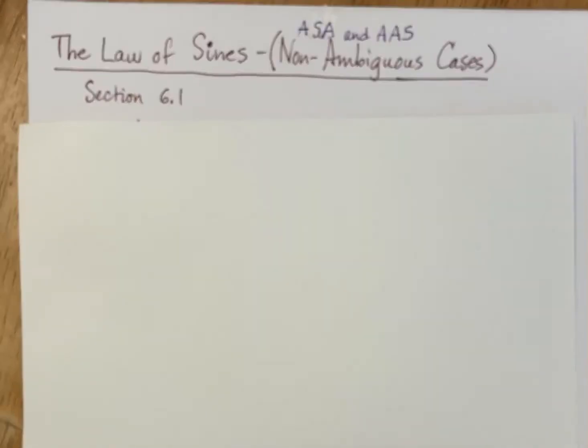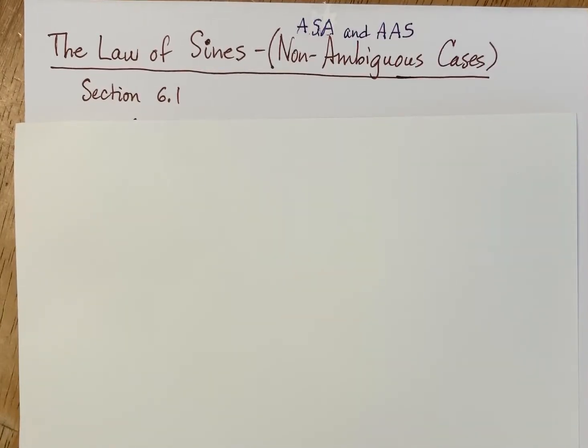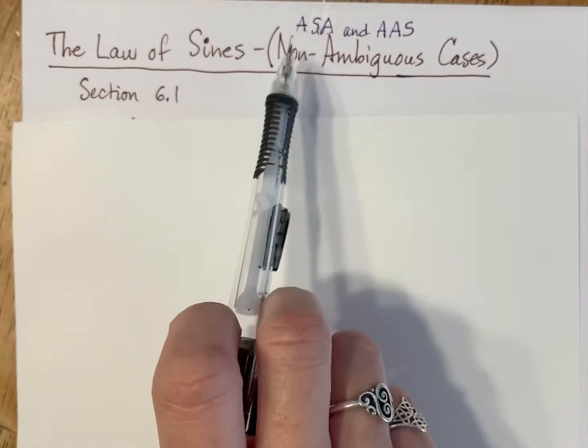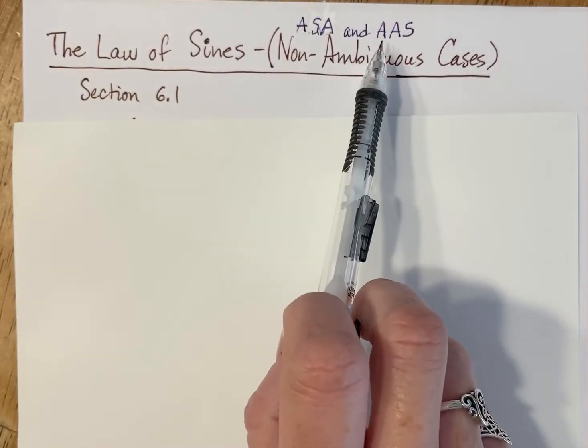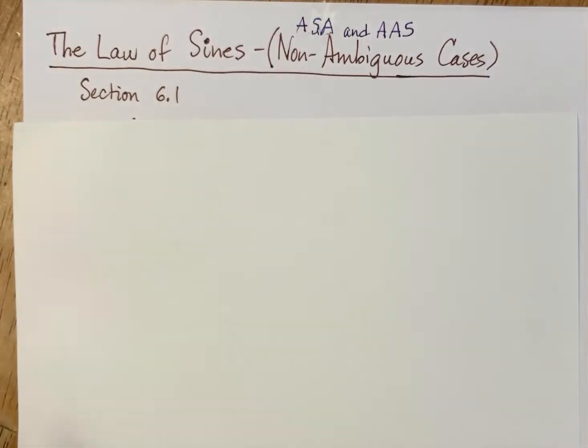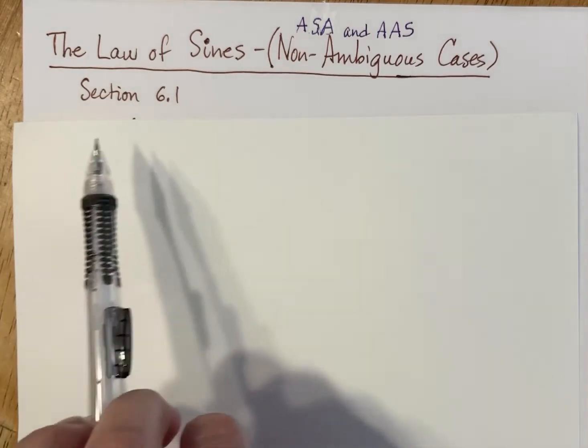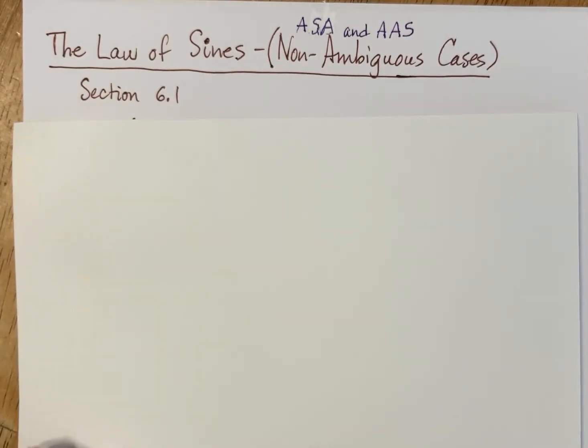Okay, in this video, I'm going to talk about using the law of sines to solve an oblique triangle that is a non-ambiguous case, meaning either angle, side, angle, or angle, angle, side. Both of them work very similarly. This is found in section 6.1 of the textbook.